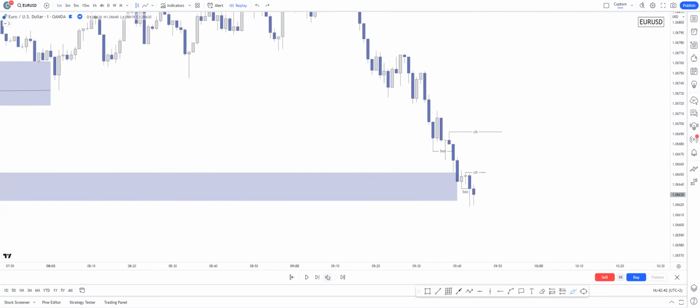But if a strong change of character in this case happens on this high point, because the change of character has already happened technically, I would rather see this fail of this high point and enter on the next demand.